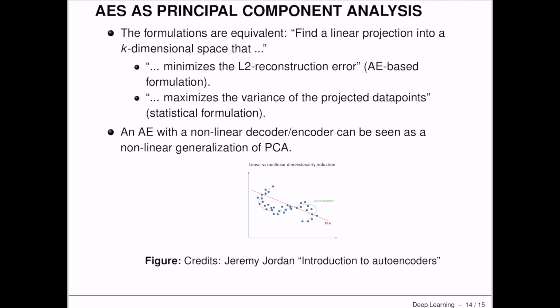And what we can take from there is that if we use a nonlinear encoder and decoder, which is usually the case because we usually don't use linear activation functions in neural networks, as we all know by now, we get something which can be seen as a nonlinear generalization of PCA.